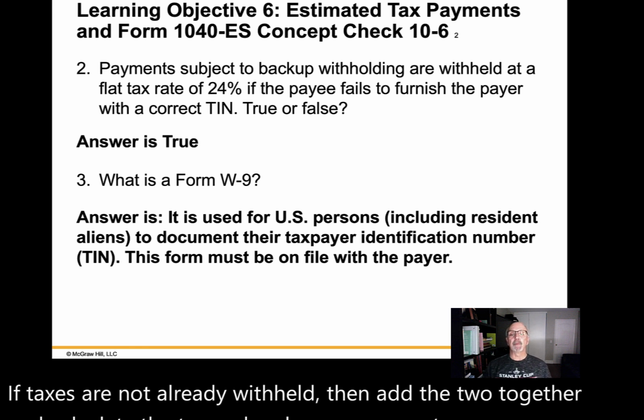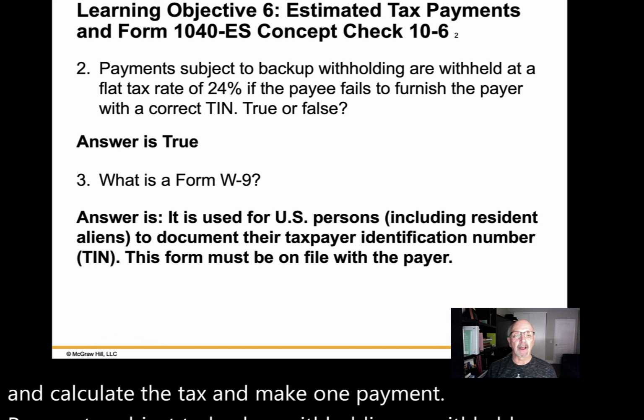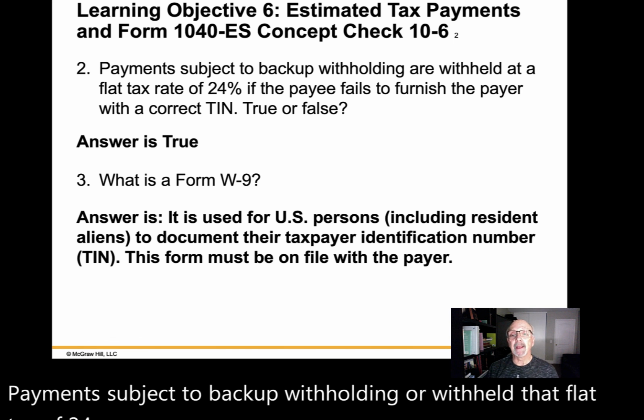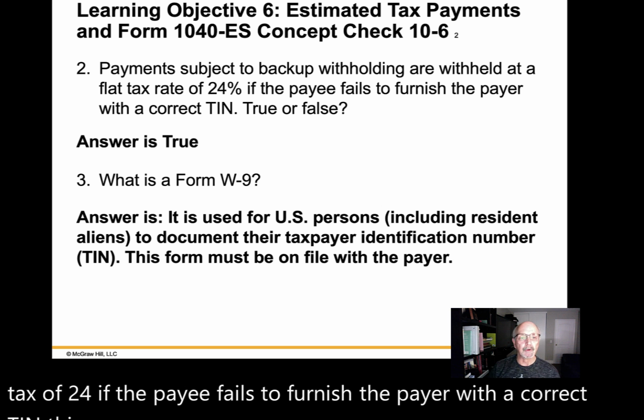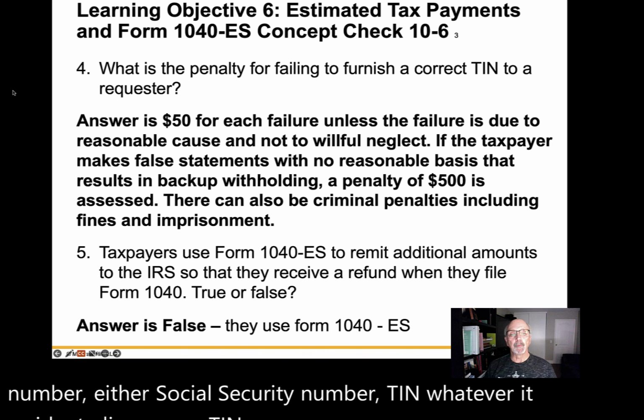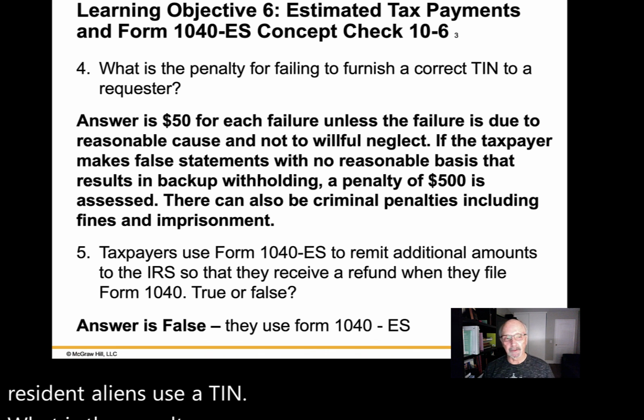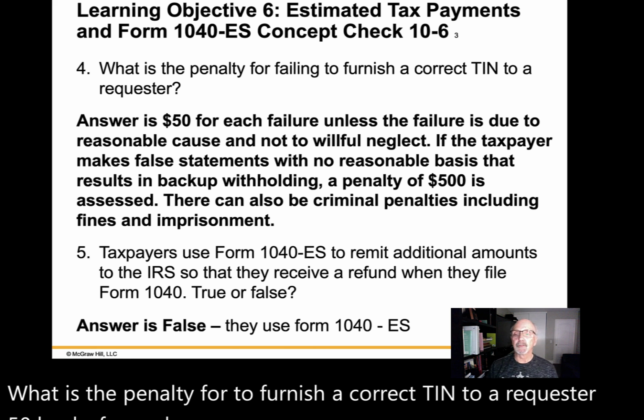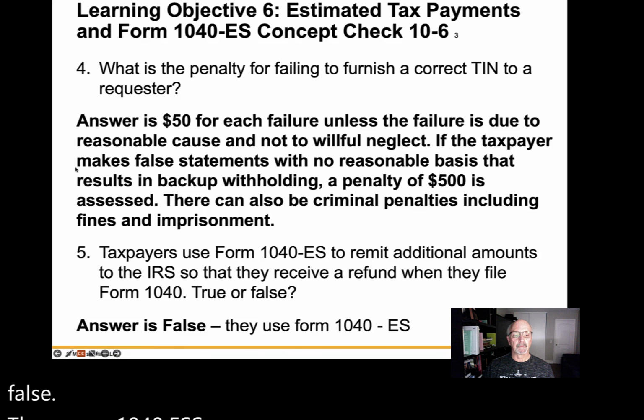Payments subject to backup withholding are withheld at a flat tax of 24% if the payee fails to furnish the payer with a correct TIN. This is true. Form W-9 documents the taxpayer ID number, either Social Security number or TIN, which resident aliens use. What is the penalty for failing to furnish a correct TIN to a requester? $50 for each failure, unless the failure is due to reasonable cause.